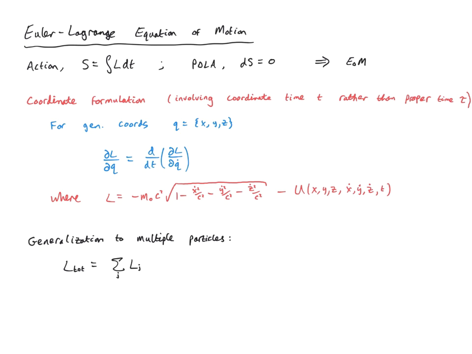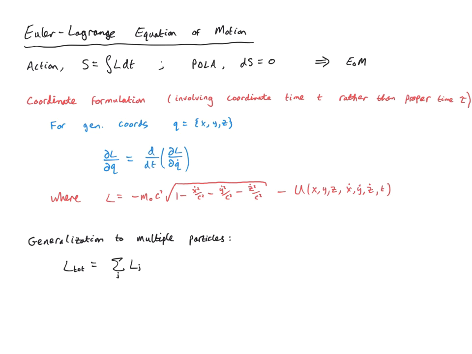Finally, this can be straightforwardly generalized to multiple particles in 3 dimensions. We simply add up all of the Lagrangians for the individual particles labelled j here, and this forms our total Lagrangian. And this is the thing that we then plug in to our Euler-Lagrange equation of motion. We then have 3n generalized coordinates, an x, y, and z coordinate for each of our n particles. Correspondingly, we have 3n Euler-Lagrange equations of motion, which we can then solve.